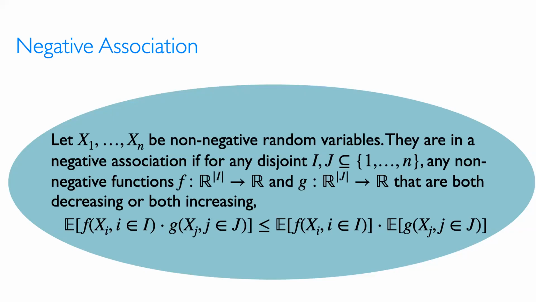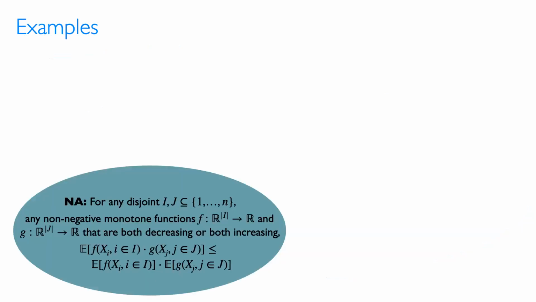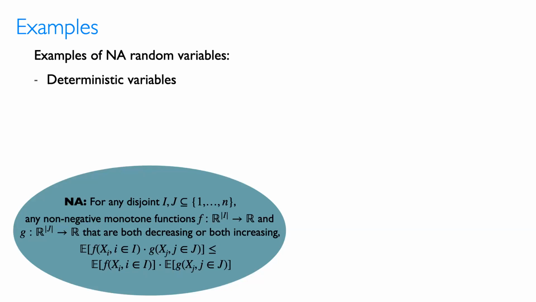No matter how we process the random variables with these functions, we still have that the expectation of the product is less than or equal to the product of the expectations. Now, as I said, we don't need to understand this definition in too much detail, but I can give you some examples.